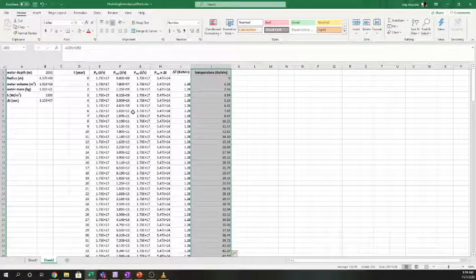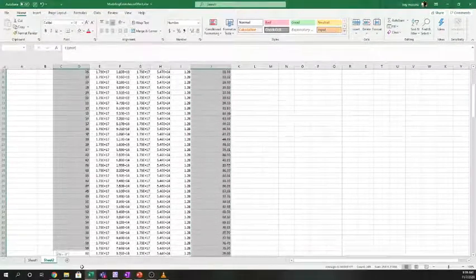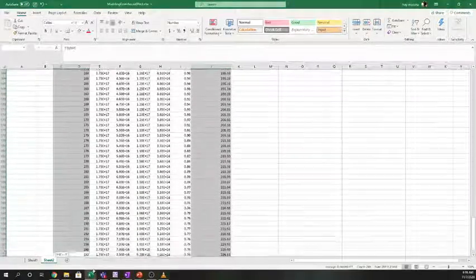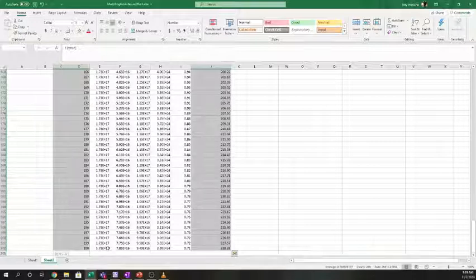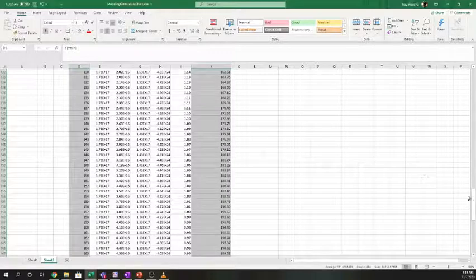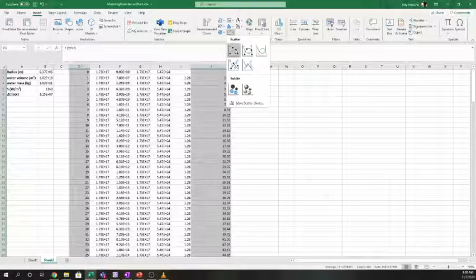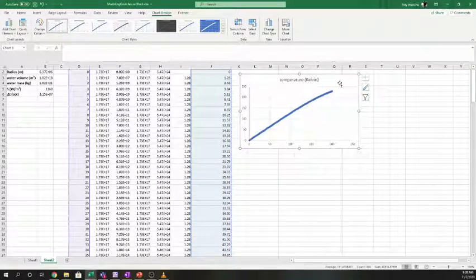So what I'm going to do is take a look at how this looks. I'm going to highlight the temperature column and the time column by holding down the control key at the same time as I highlight. And then let me scroll back up to the top, click on Insert, and add a scatter graph. What I see here is that the temperature is still increasing.